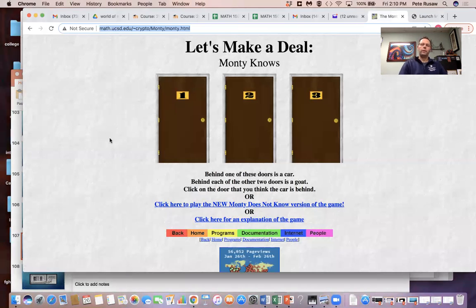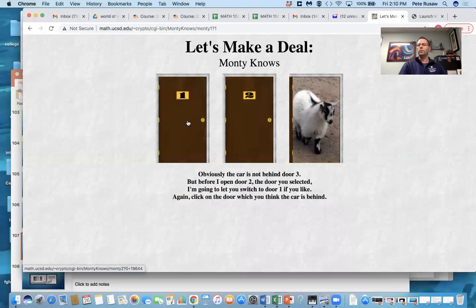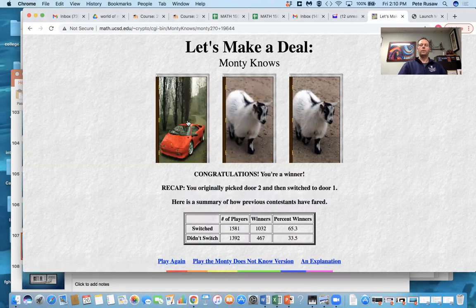So let's play this. Where do you want to pick? Let's pick door 2. If I pick door 2, suddenly I see that there was a goat behind door 3. And of course, that means I don't want to switch to door 3 because there's a goat there, but maybe the car is behind door 2, and maybe I picked correctly with my first guess, or I can switch to door 1 if I want to. So I think I will. I'll switch to door 1. And look at that, I got the car.